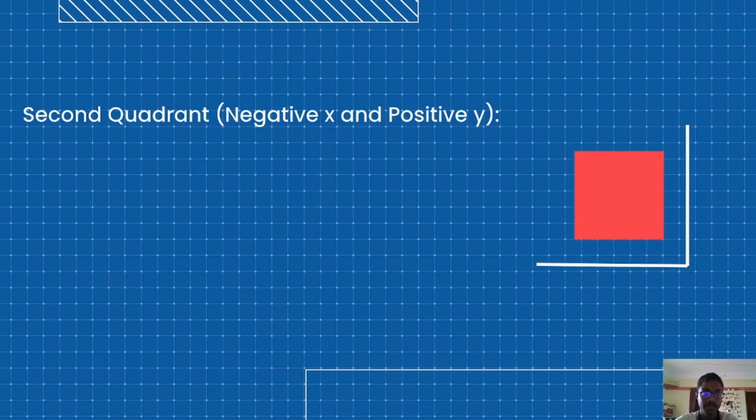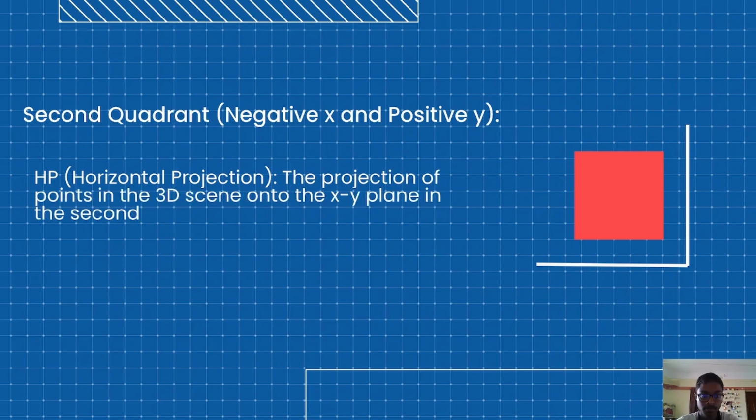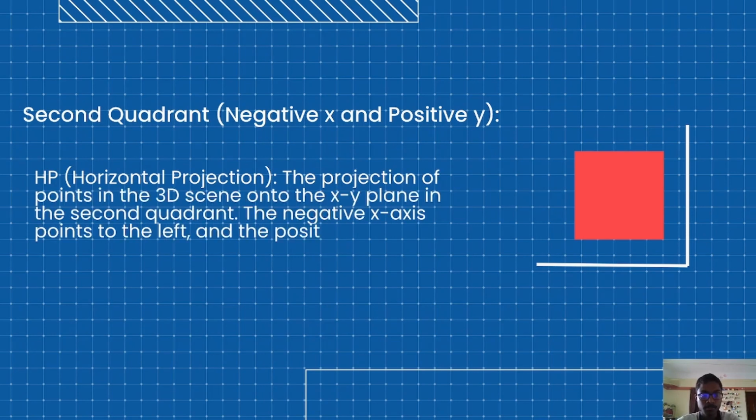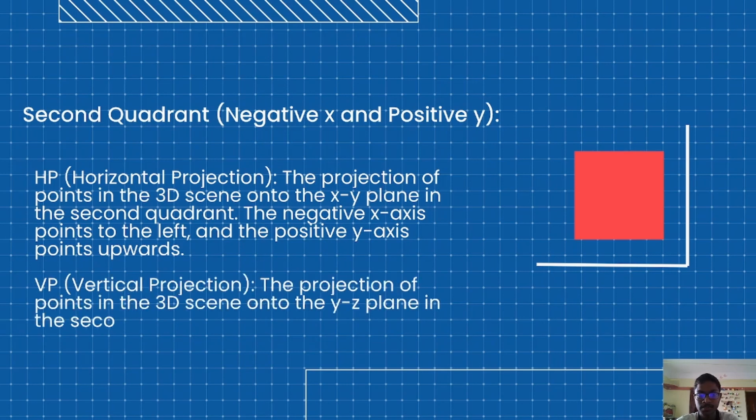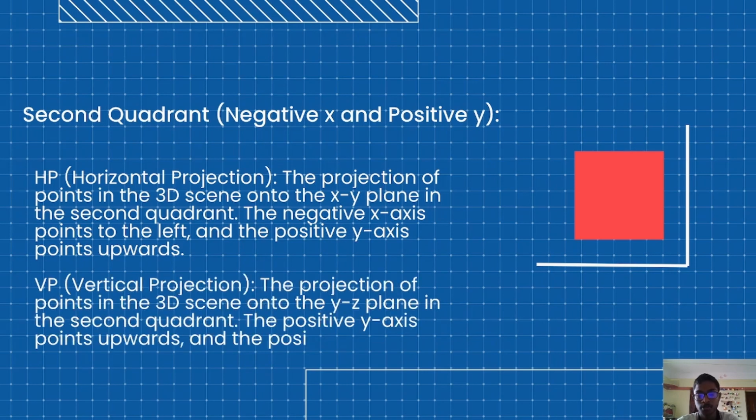Then we have the second quadrant, that is the negative x and the positive y. So that is the horizontal projection, the projection of the point in the 3D scene onto the xy plane. In the second quadrant, the negative x-axis points to the left and the positive y-axis points upward. For the vertical projection, the projection of the point in the 3D scene onto the YZ plane in the second quadrant, the positive y-axis points upward and the positive z-axis points outward from the viewer.